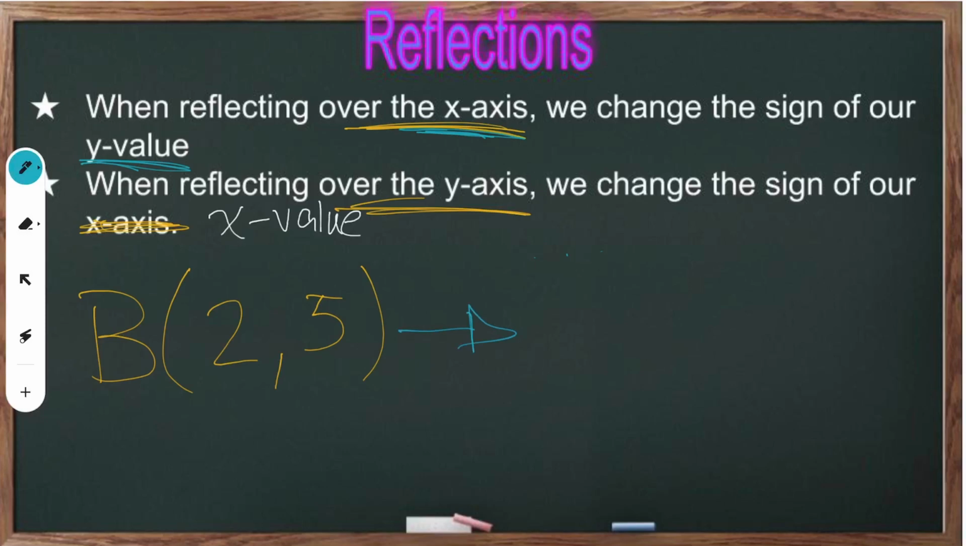So since we're reflecting over the y-axis, I leave my y value alone. However, I want to change the sign of my x value, so I'm going to look at this 2. This positive 2 should become a negative 2 because I'm reflecting over the y-axis. I am changing the sign of my x value, and my y will remain the same.